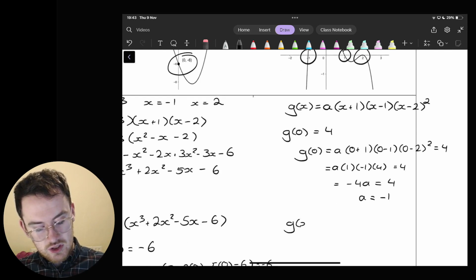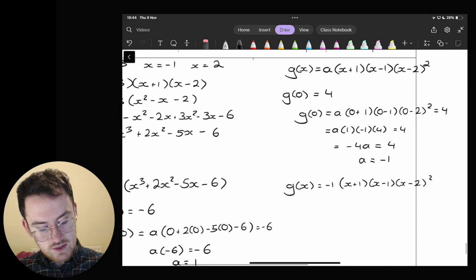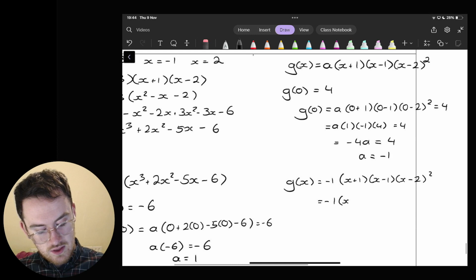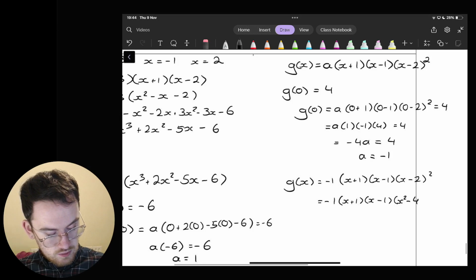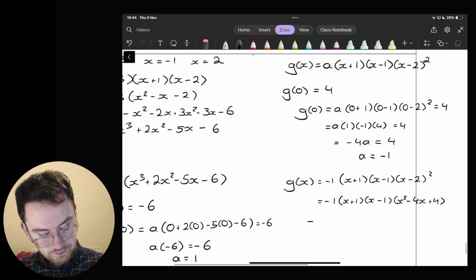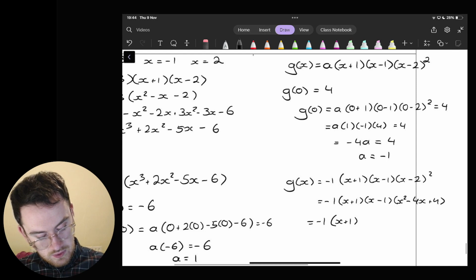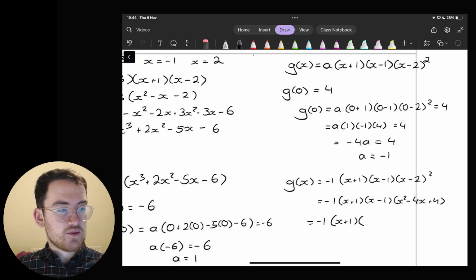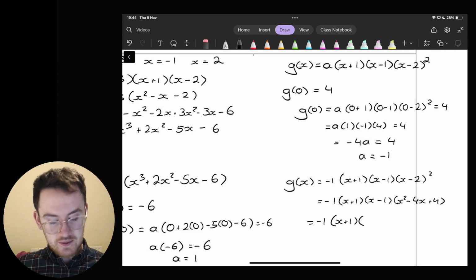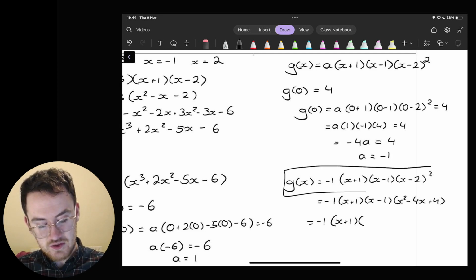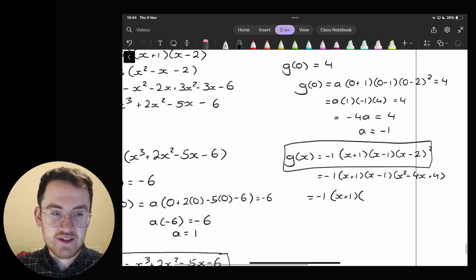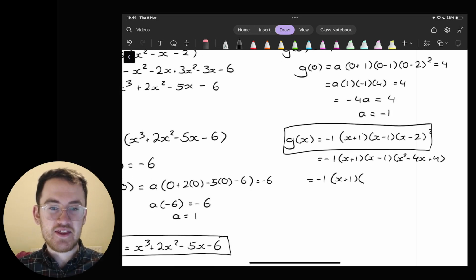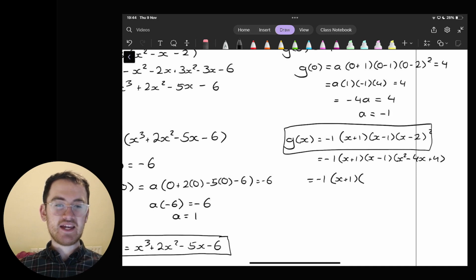So that means that my function g of x is equal to minus 1 times x plus 1 times x minus 1 times x minus 2 squared. Let's just multiply these brackets out. So I'm going to start with the x minus 2 squared, x squared minus 4x plus 4. Okay, and again, this is going to get fairly complicated. If we want to, we can leave our answer in this format because we weren't actually asked to expand the brackets out fully, and it might be the best thing to do to avoid making any mistakes. But we can leave our answer in that format.